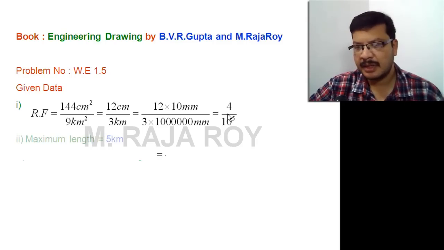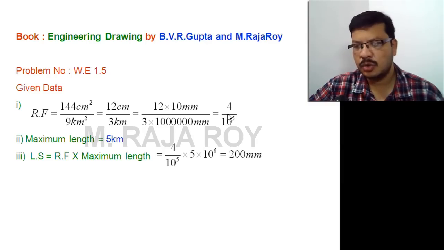The next step is to extract the maximum length given in the problem. Maximum length is 5 kilometers. Then calculate the length of the scale. Length of the scale is the product of RF into maximum length, that is 200 mm.